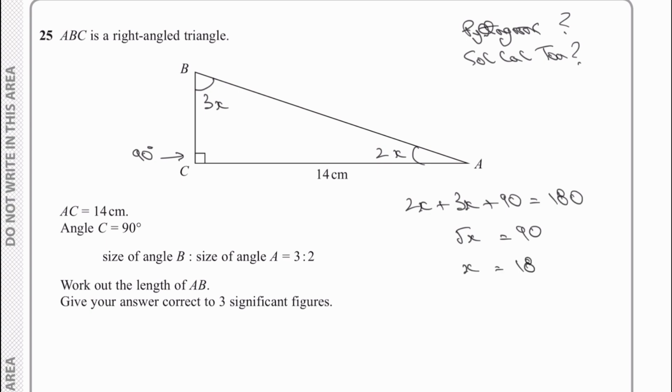So therefore now I know that this value of 2x must be 2 times 18, which is 36 degrees, and this value of 3x must be 3 times 18, which is 54 degrees. Okay, so I'm in a position now where if I want to work out the length AB, which is the question that's being asked, I can just use SohCahToa.